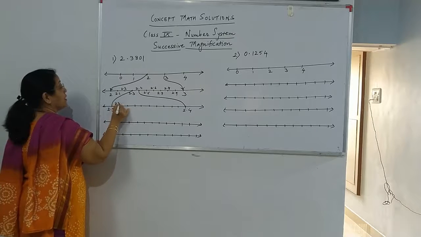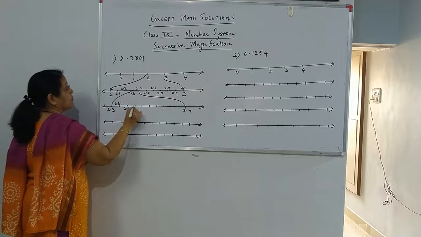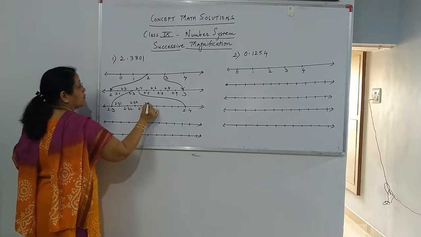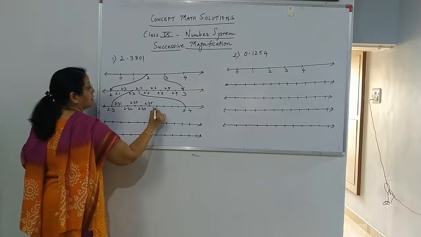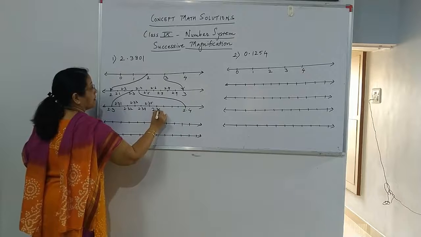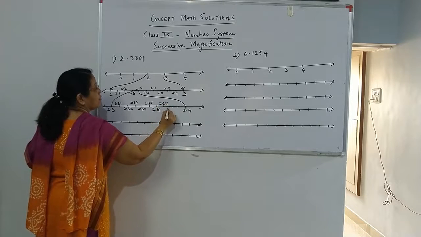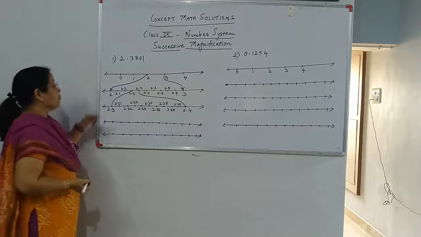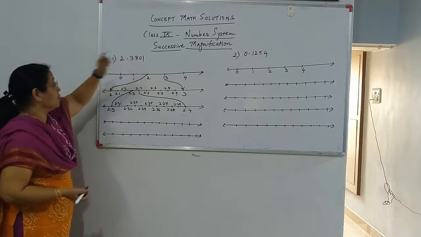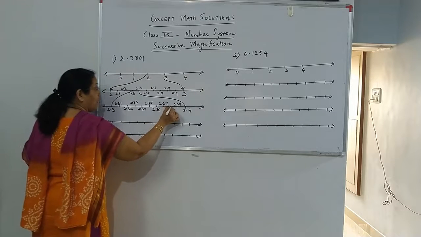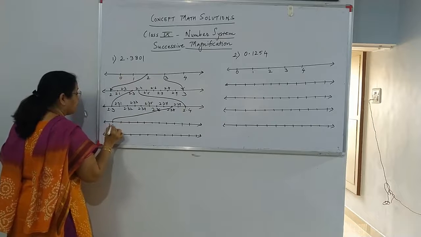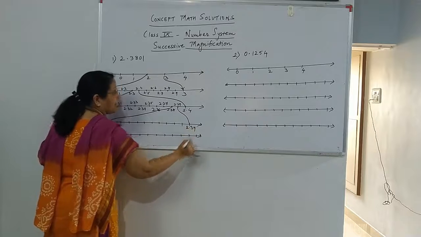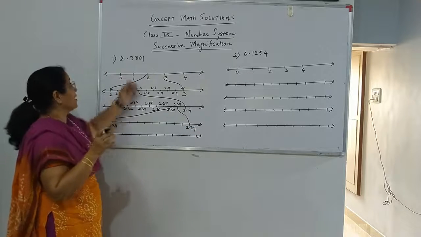So this is 2.31, 2.32, 2.33, 2.34, 2.35, 2.36, 2.37, 2.38, 2.39 and 2.4. Now 2.3801. So I will magnify 2.38 to 2.39. Yes, I am going stepwise and locating this number.